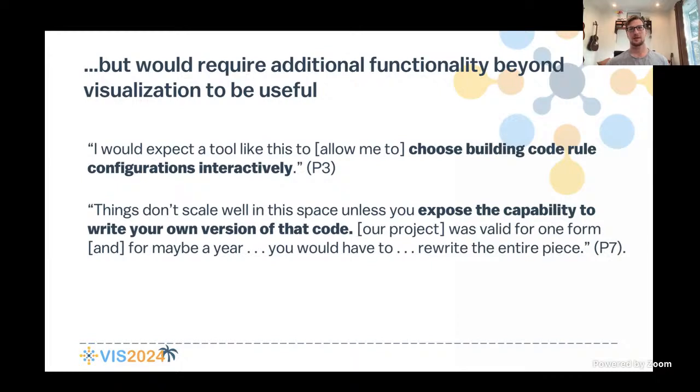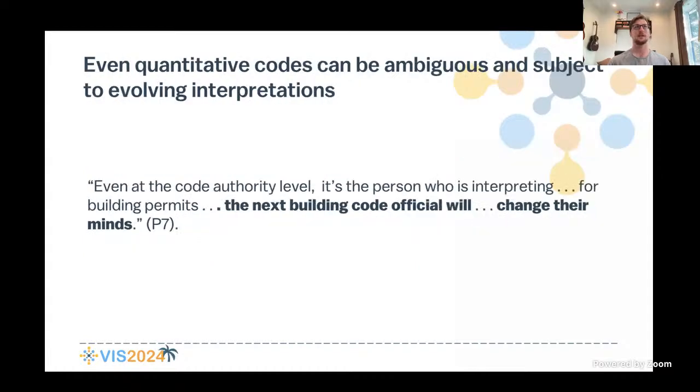Given how complex, dynamic, and project-specific these building codes can be, architects felt that they would need this level of control. And one architect described a project they had worked on where they tried to automate building code evaluation, and this was only valid for a year before substantial changes had to be made. Architects informed us that this is because even spatial quantitative building codes can be ambiguous, and it's up to the discretion of any authority judging the application of building codes, which can result in a messy process with evolving or changing requirements, which led us to explore some additional solutions that could work alongside visualizations to make this complexity tractable.